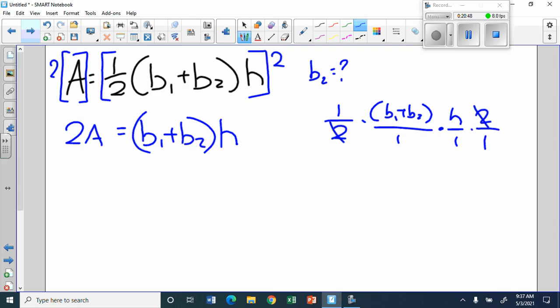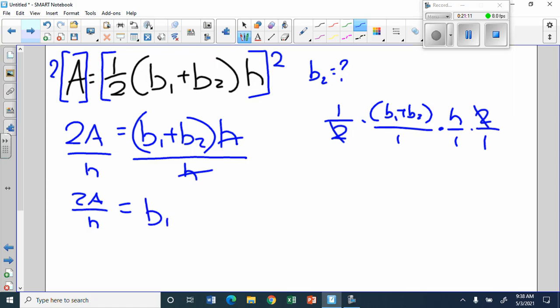How do I get rid of the height? Because that would be the next thing I have to get rid of. What do I need to do? Divide both sides by h. There you go. Divide this side by h, and this side by h. 2a over h, because the h's cancel. If you don't have it, sit down and fix it. Equals b1 plus b2.